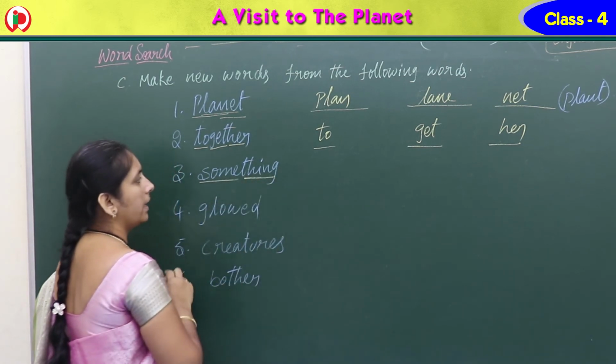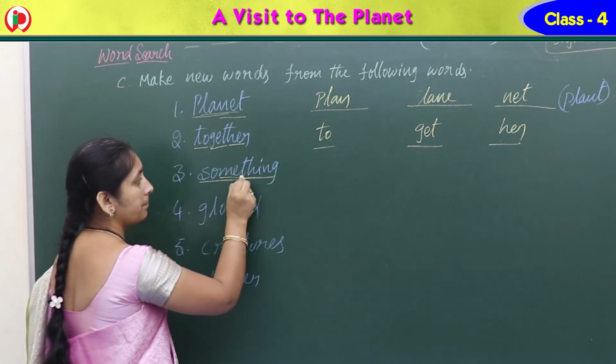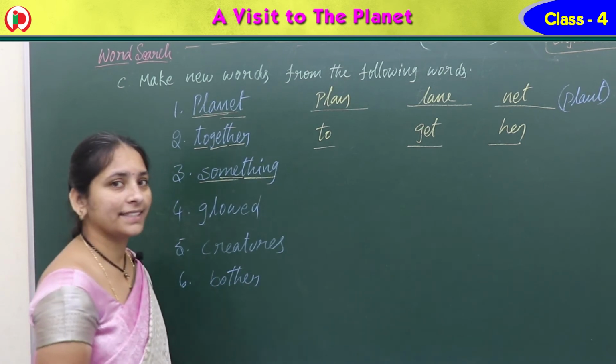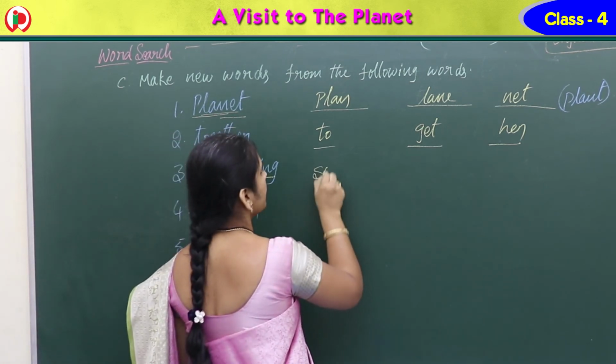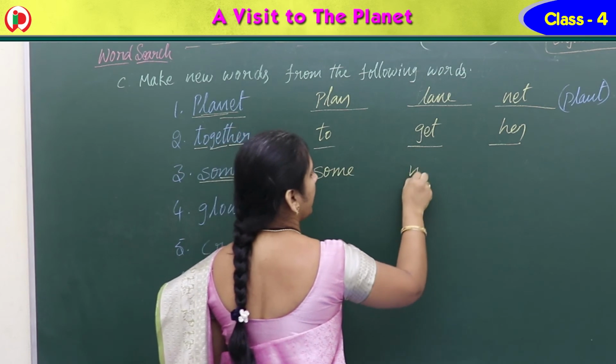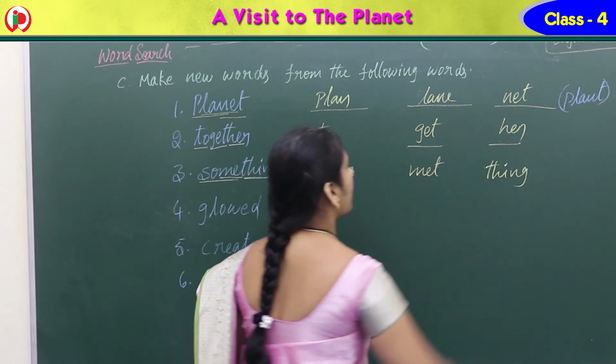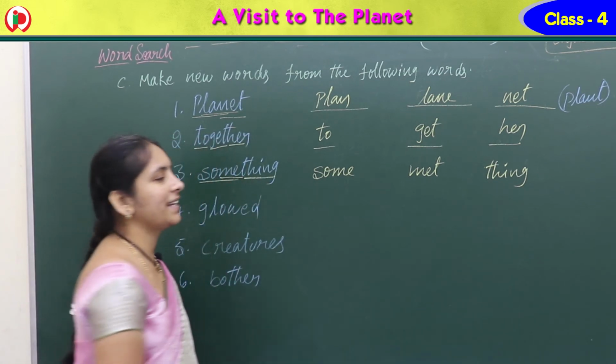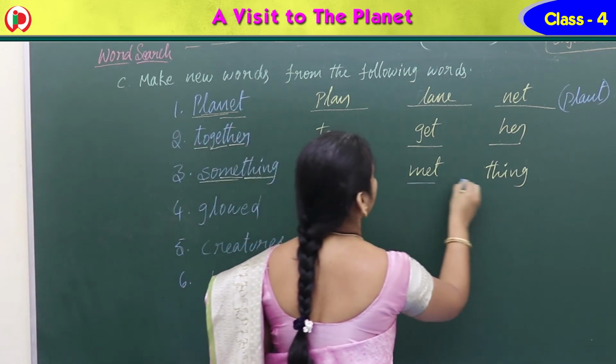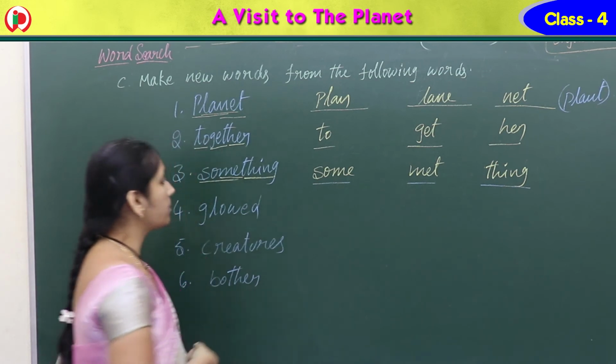Something. Okay. And any more? Yes. Met. M-E-T, met. Right? So, some met thing. Some met thing. Something. Right? So, like this, three words. And see the next one.